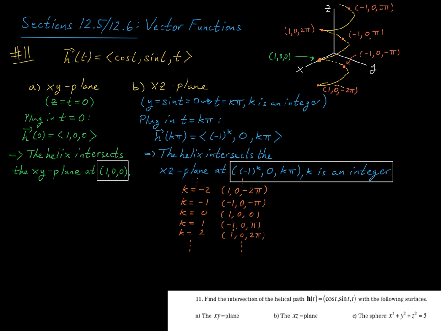And here's a couple of them for various values of k. When k is negative 2, we're at the point 1, 0, negative 2 pi. That's down here, where we're intersecting the xz plane. When k is negative 1, we jump over here to negative 1, 0, negative pi. Then when k is 0, we're at the point 1, 0, 0, which notice was also the point where the helix intersected the xy plane. When k is 1, we get negative 1, 0, pi, then 1, 0, 2 pi, and so on and so forth. So we're going to get an infinite number of points of intersection in this case.